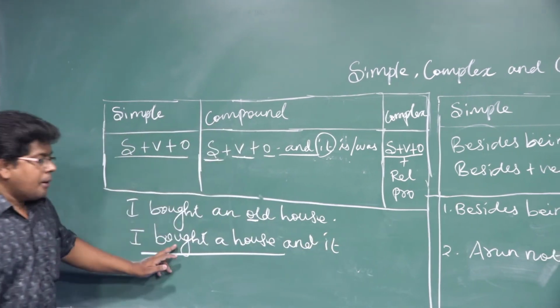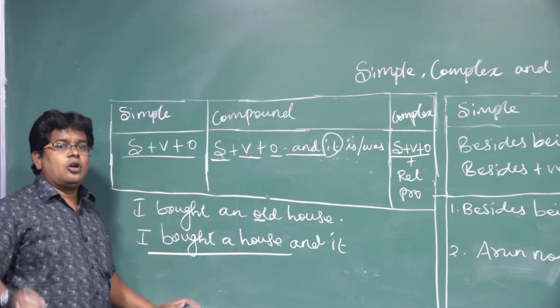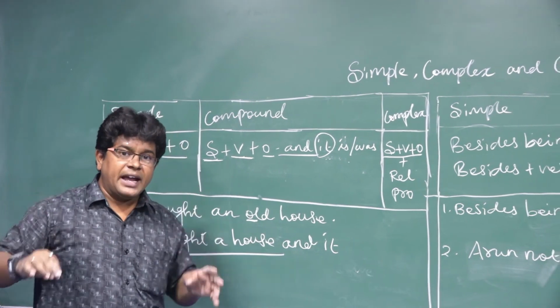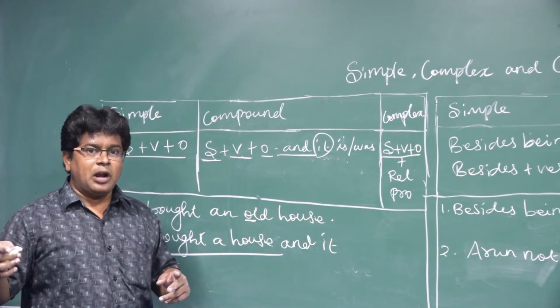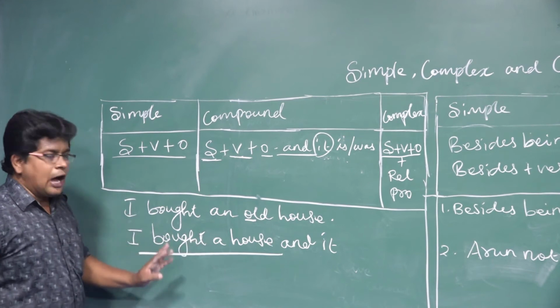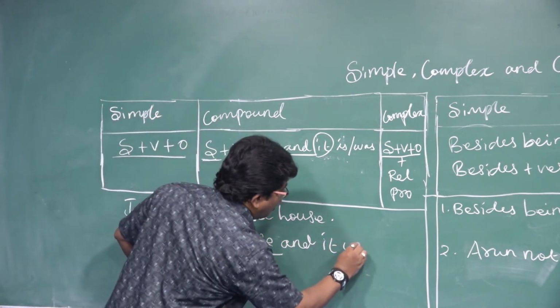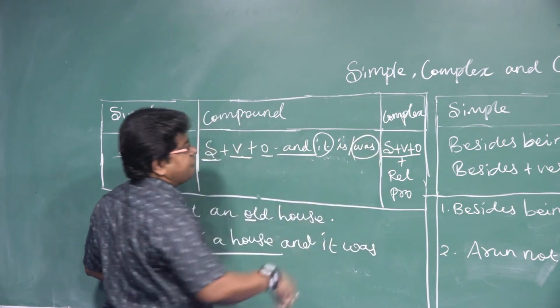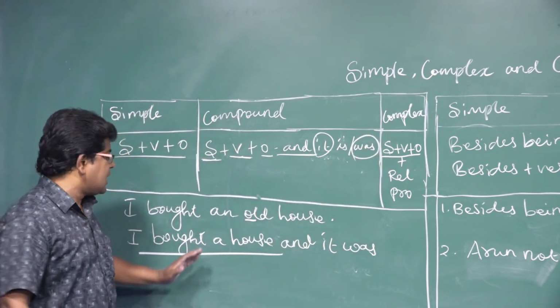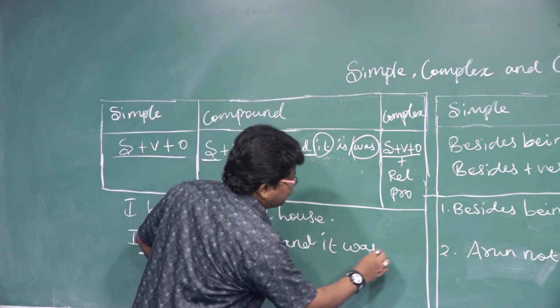Buy, bought, bought. Don't write buy, buys, buys. Buy, bought, bought. Bring, brought, brought. Like that, I bought a house. Bought is a past tense. So I bought a house and it was. Already I told, if it is past tense, then we have to use only was. I bought a house and it was old.